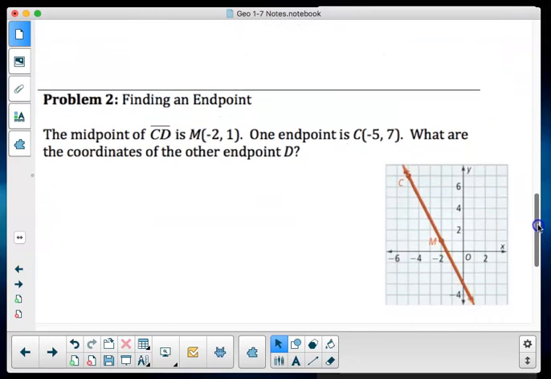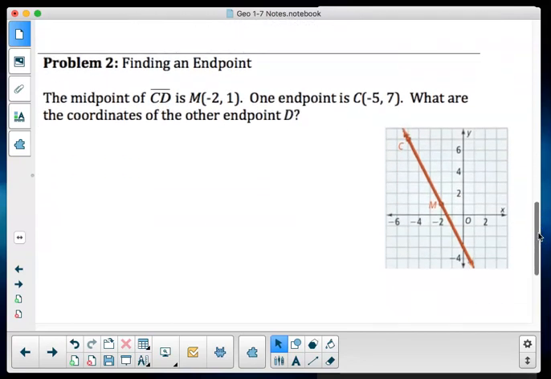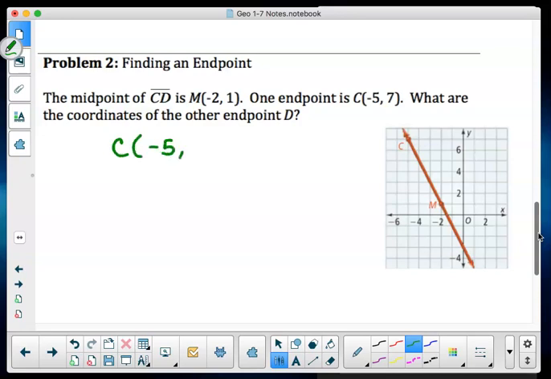Now, this one's kind of interesting. There's a couple ways of doing it. We got a picture here. The midpoint of CD is (-2, 1), and one endpoint is C, (-5, 7). And our midpoint is (-2, 1). Now, our other endpoint.